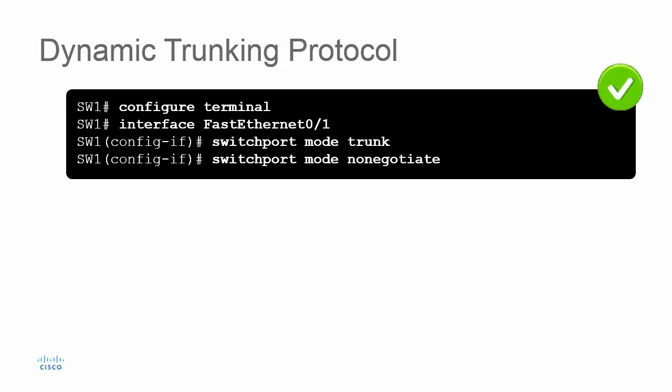A general best practice is to set the interface to trunk and nonegotiate when a trunk link is required. Also, on the links where trunking is not intended, you should turn off the DTP.